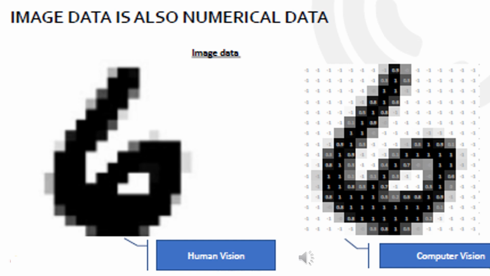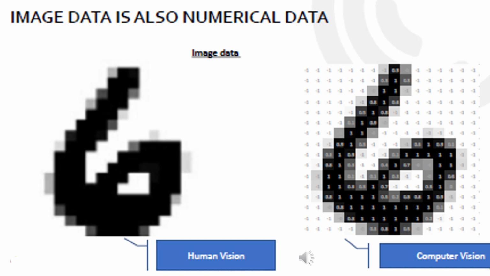However, for a computer, understanding an image involves converting it into numerical data. What you're seeing on the right side of the slide represents how computer vision works. The image is broken into pixels, and each pixel is represented by a numerical value corresponding to its intensity, or how light or dark the pixel is.